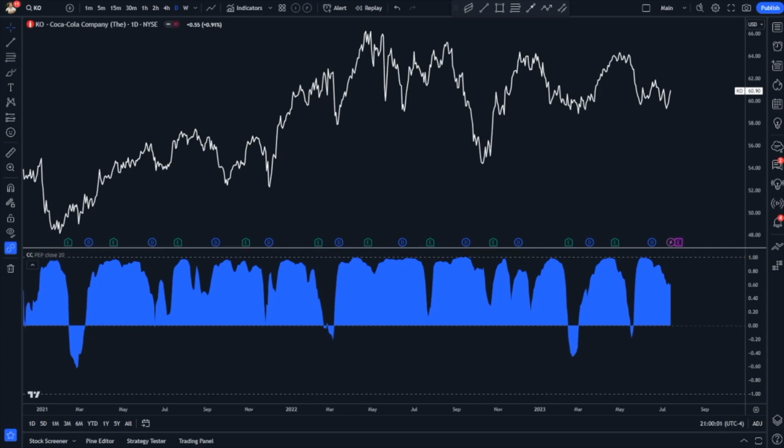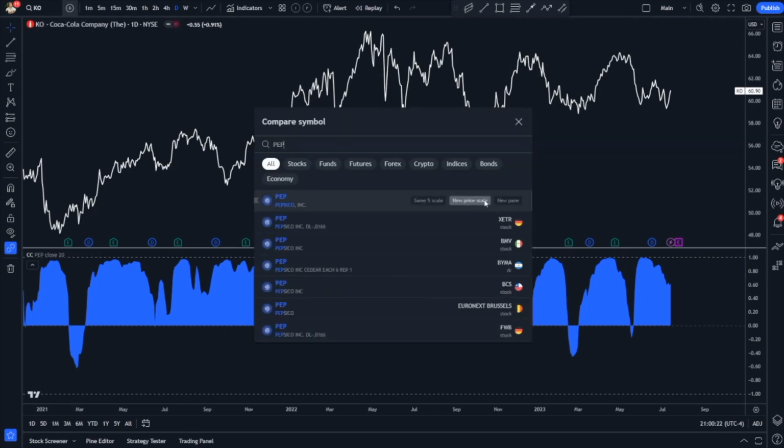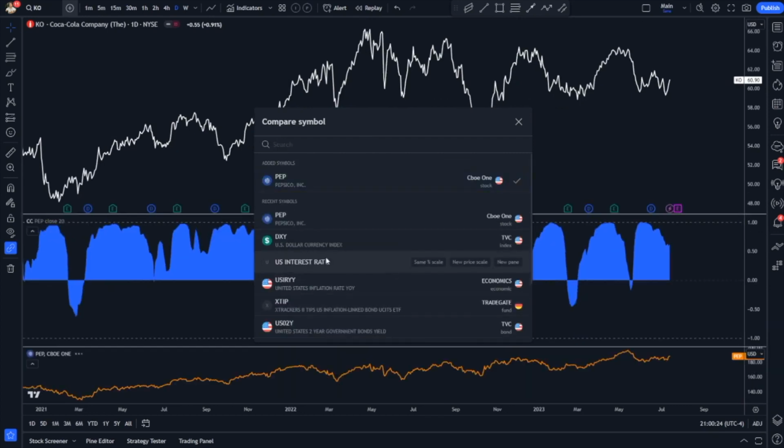But before I do, again, I just want to reiterate that we're on the same page. Remember that a strong positive number means there is a positive correlation, and a strong negative means there's a negative correlation. I personally prefer to use this indicator, but remember you can always use the compare function. So in this case, let's go back to this for a second, and I'm going to do PepsiCo, but this time I'm going to do a new pane.